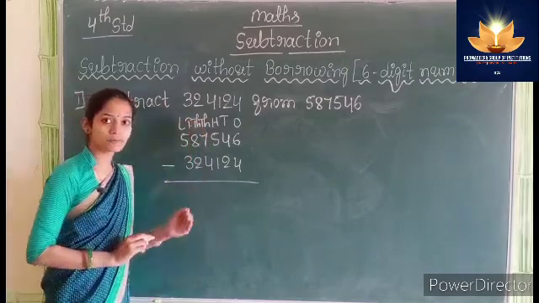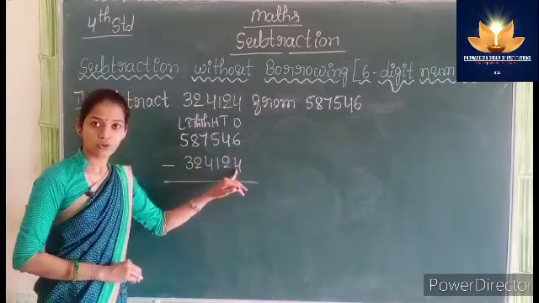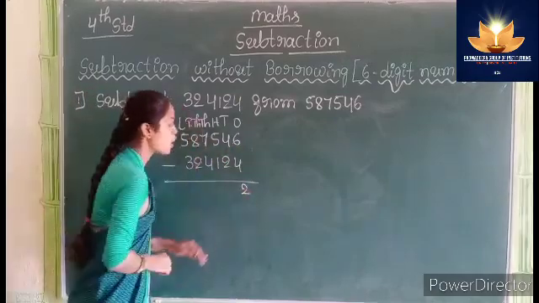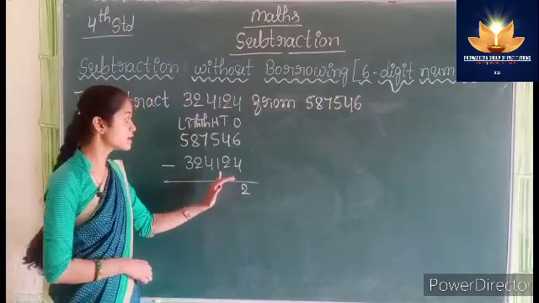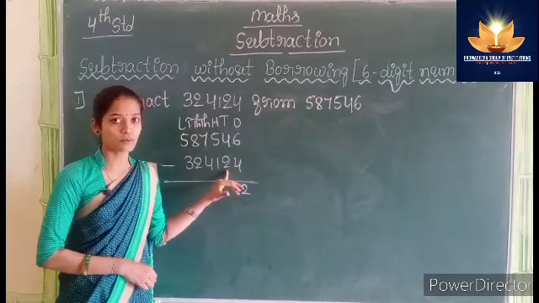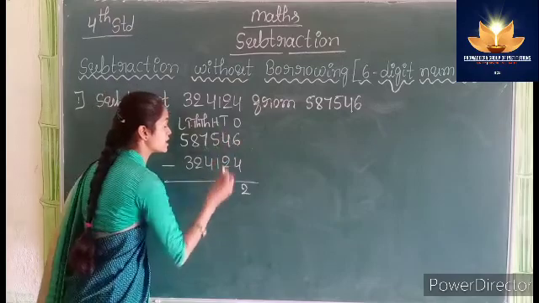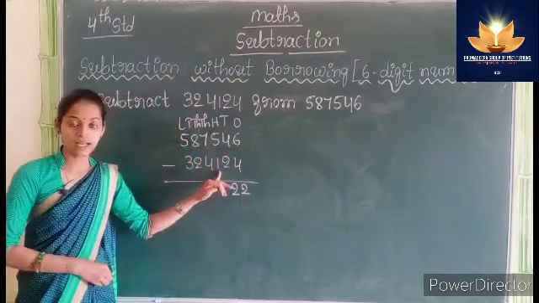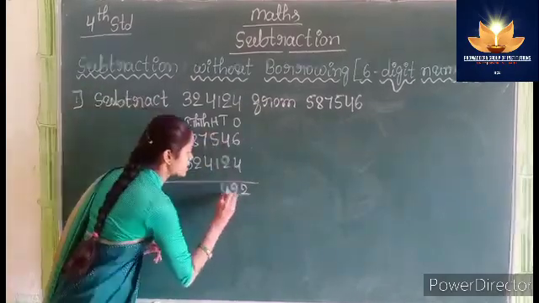First we have to subtract ones place. 6 minus 4, that is 2, and that 2 should be written in this ones place. After completing the subtraction of ones place, then we have to subtract tens place. 4 minus 2, how much? 4 minus 2, that is 2, and that 2 should be written in this tens place. Then 5 minus 1, that is 4, and that 4 should be written in this hundreds place.